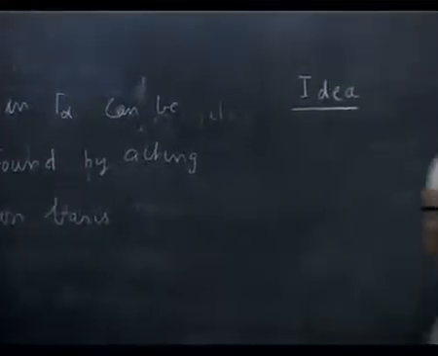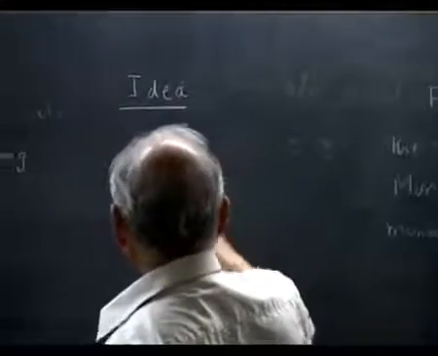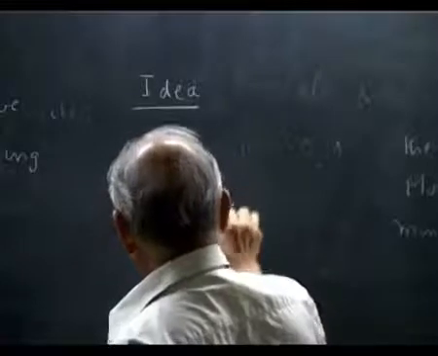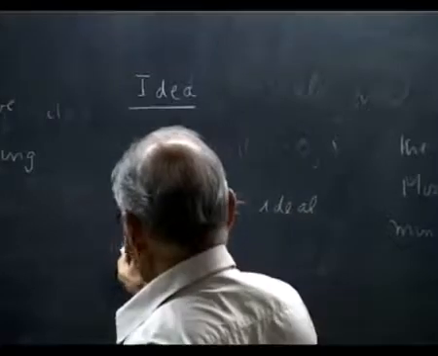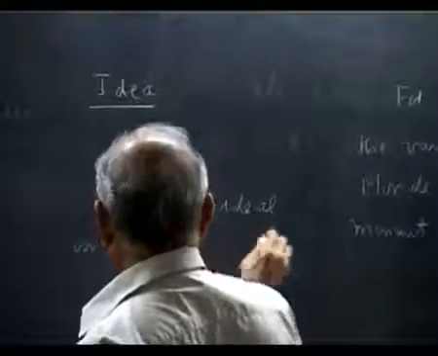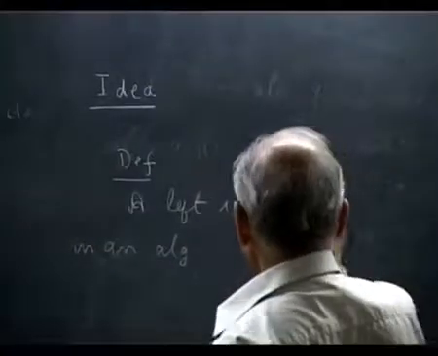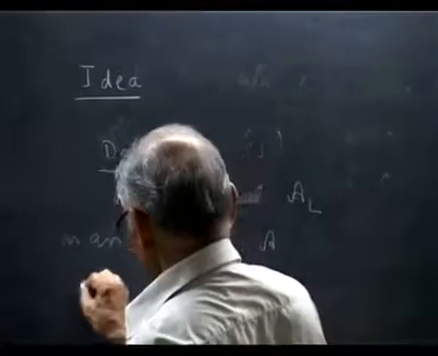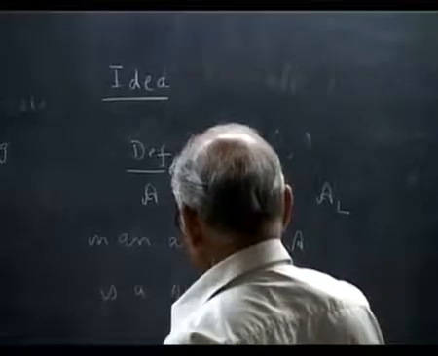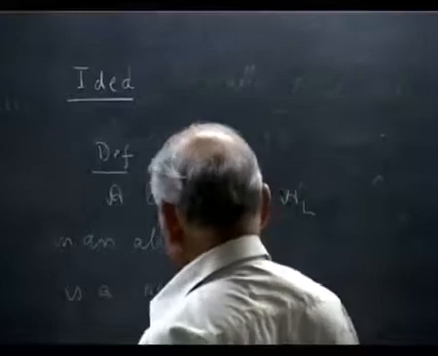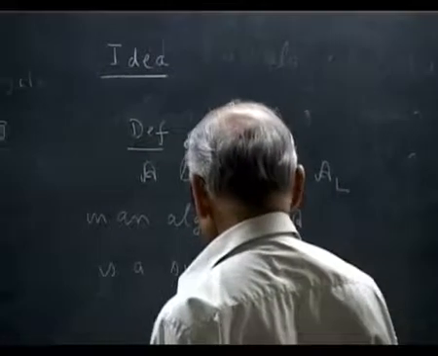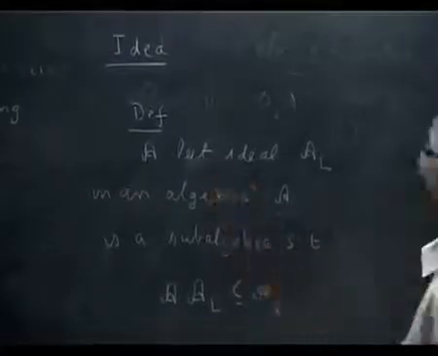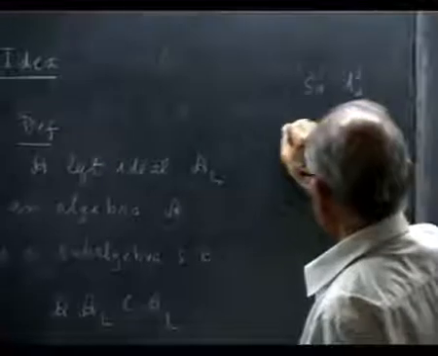The following statement is true. Take the full, for each. Okay, let's say, I remind you, the definition: a left ideal in an algebra A is a subalgebra such that A acting on AL is contained in AL. So all these L alpha J are left ideals.